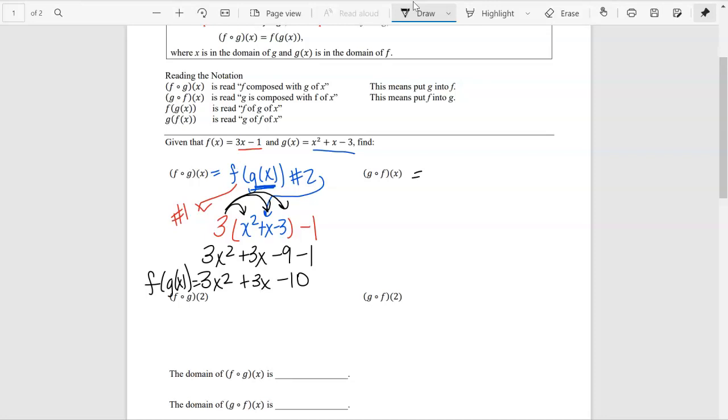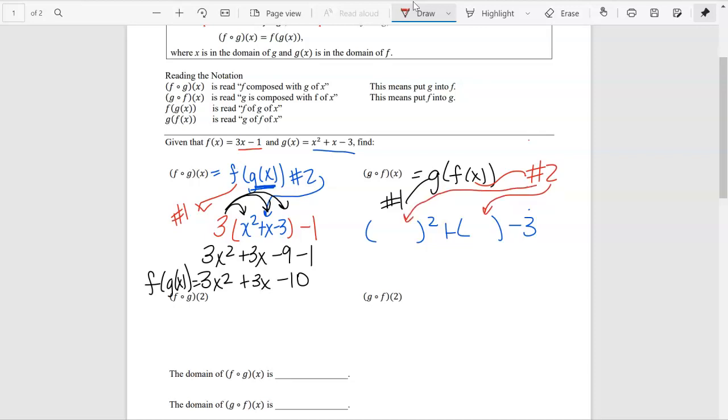And I want to do the same thing for this one. This is g of f of x, so I would write it as g of f of x. You always want to start with the outside first. So this time, we're starting with g of x, which is x squared plus x minus 3. Except wherever you see an x, we're going to leave a pretty big space so that we can come back and plug in our f. Because part 2 is going to be to take f and plug it into both of these spaces, since there were 2 x's. And f of x is 3x plus 1.